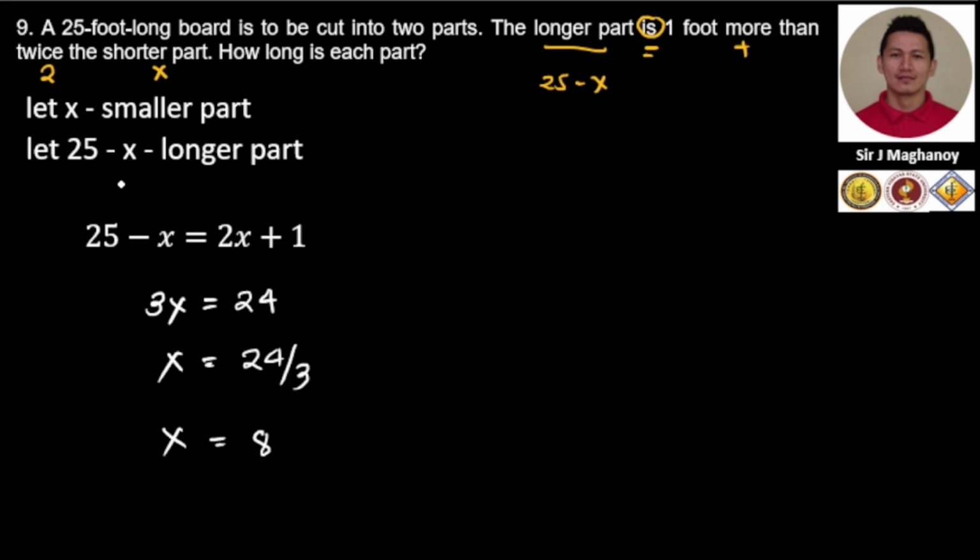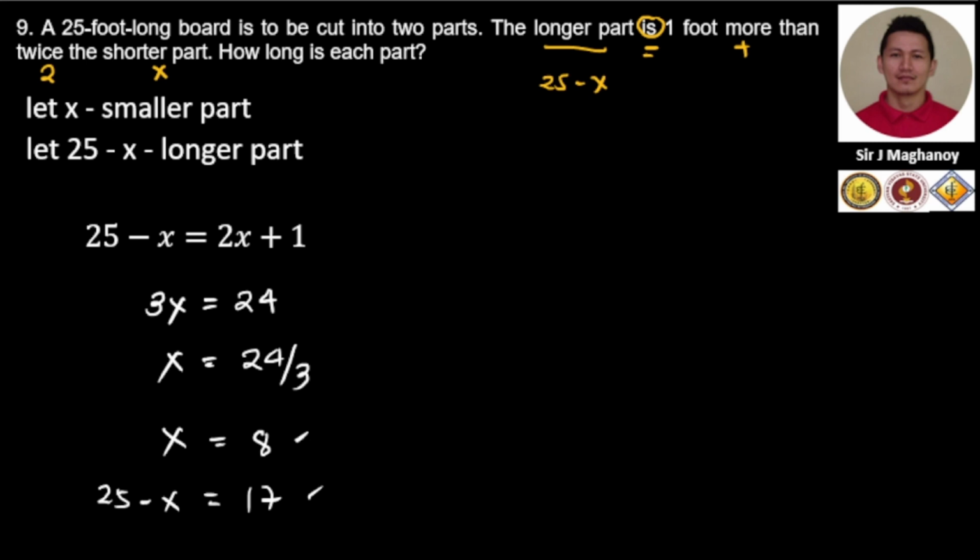How about for our longer part? That is 25 minus the smaller part, which is equal to 25 minus 8, that is equal to 17. So our smaller part is 8 and our longer part is 17. If we do the math, that is equal to 25. That is our 25-foot long board. So we can safely assume that our answer is correct.